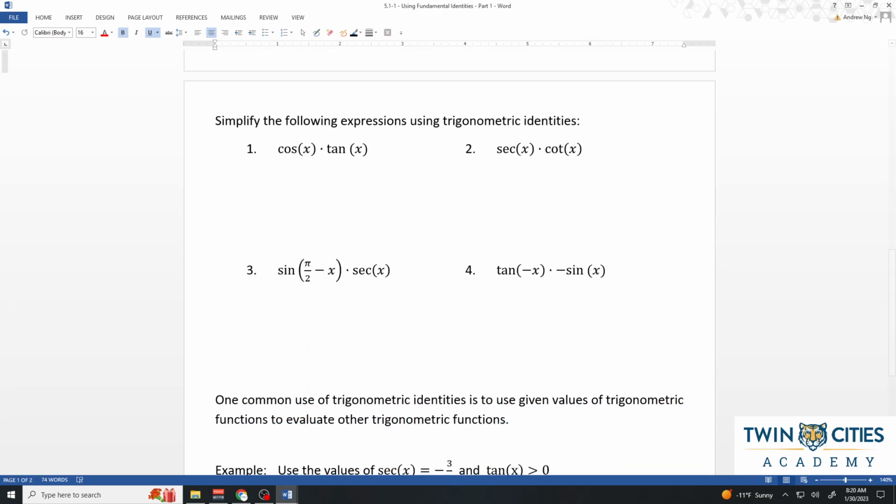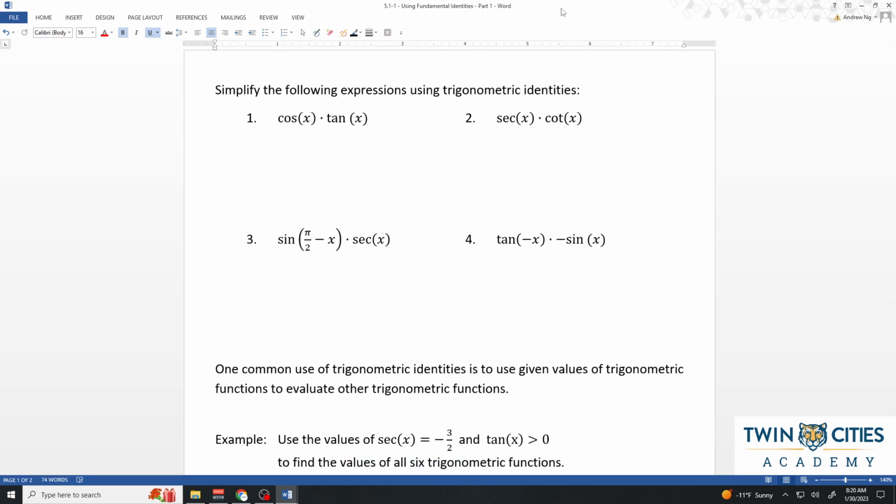So we've got a few simplification problems here. Simplify the following expressions using trigonometric identities. Number 1: cosine times tangent. All right, well, tangent is sine over cosine. So what I like to do is start out with, is there anything I can do to get rid of tangents, cotangents, make it just sines and cosines? Because if I can make it the simplest, just sines and cosines, I can usually get rid of a bunch of things. So let's start there.